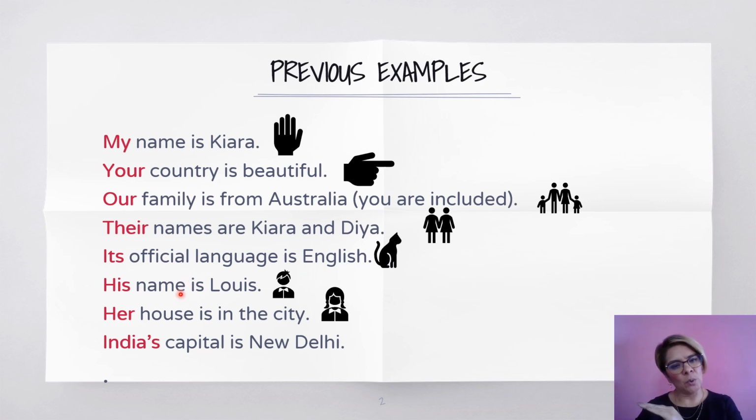His name is Luis. We are talking about something that belongs to a boy. That's why you have this. Her house is in the city. So here we are referring to a girl's thing. The last example that you can see here is quite different from the others. You have India's, apostrophe S, which also indicates possession. India's capital is New Delhi.